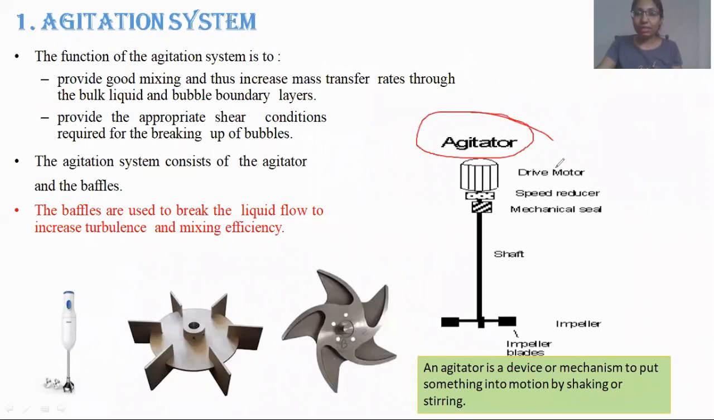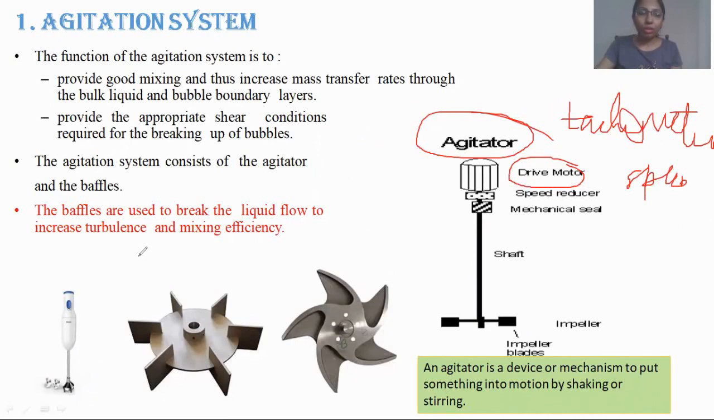Now, the agitator is connected with the drive motor, the one which is going to provide the electricity, the driving force, the rotational force to the agitator. There is also one thing that is associated with it: the tachometer. The tachometer is something that controls the speed of the rotor.